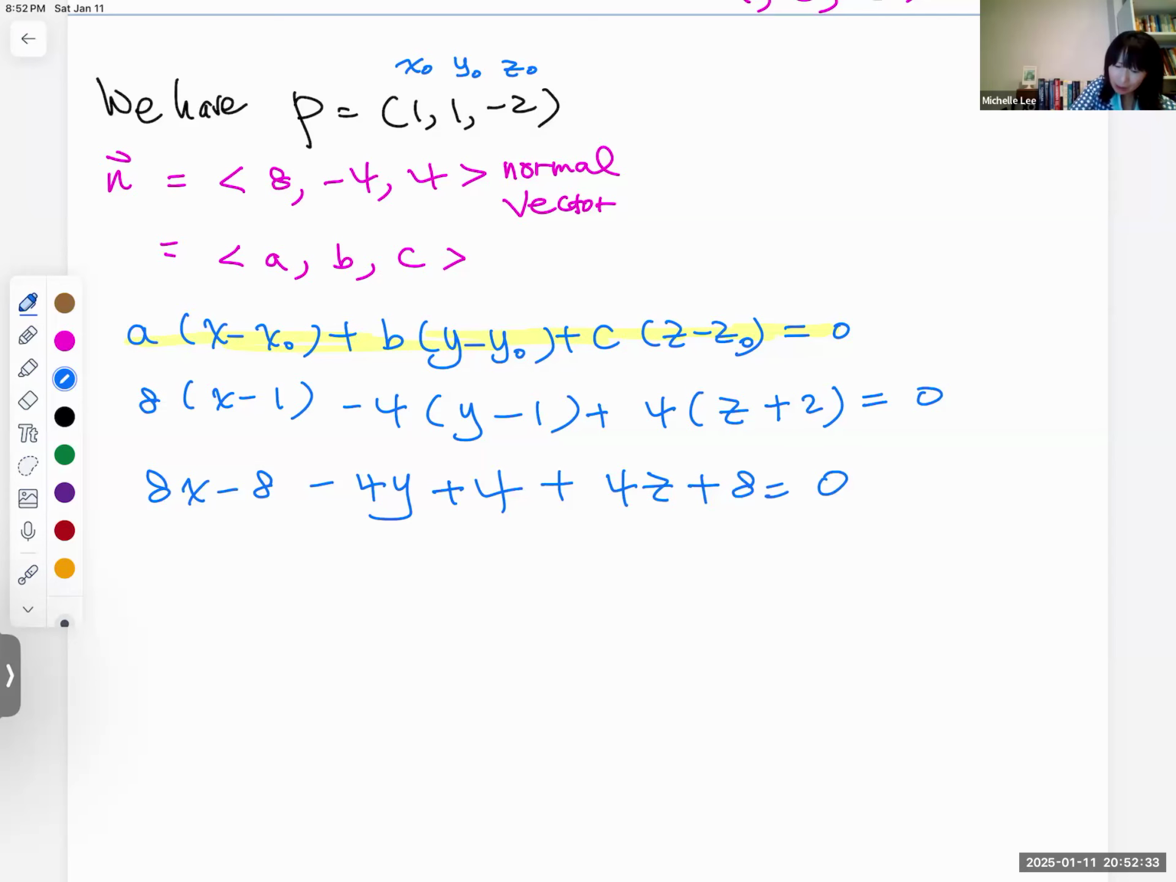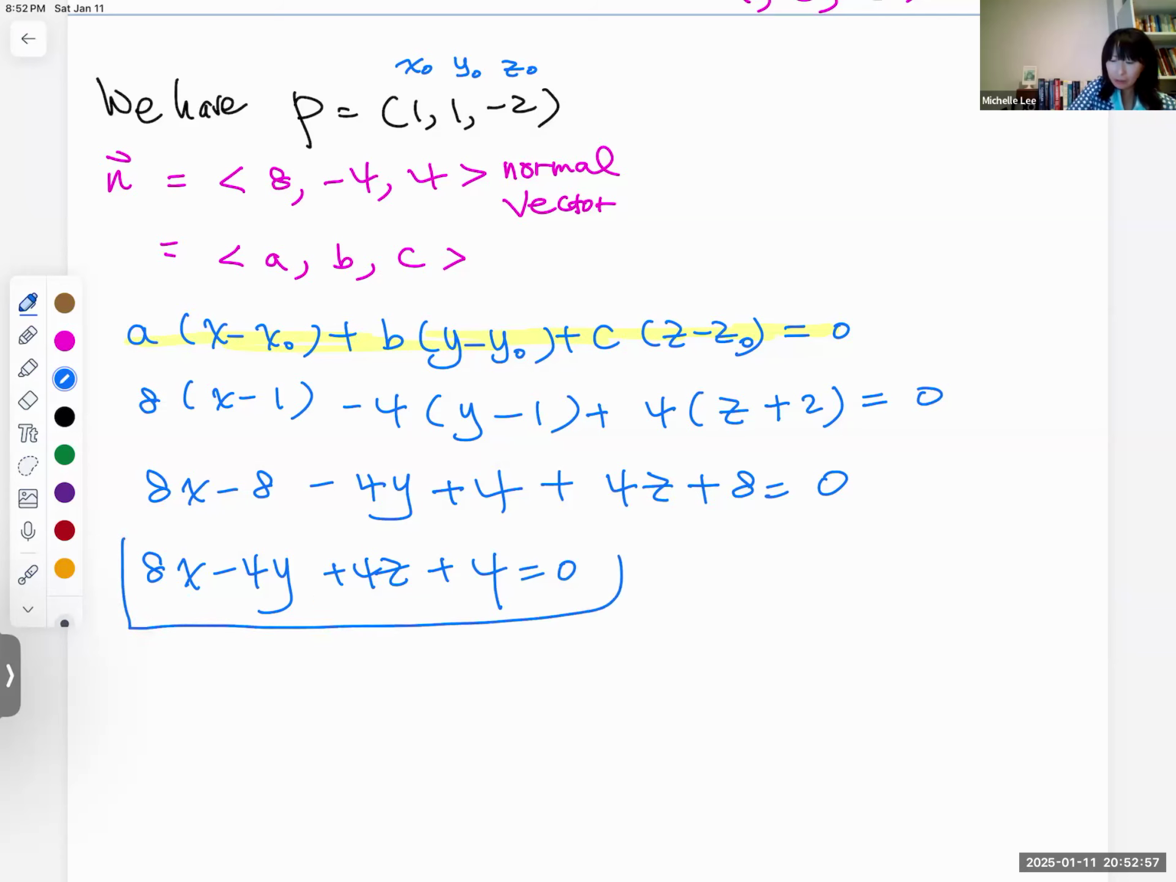Combining like terms, so 8x minus 4y plus 4z plus 4 equal to 0. Okay, so this is the equation of the plane which has the 3 points P, Q, R, right?